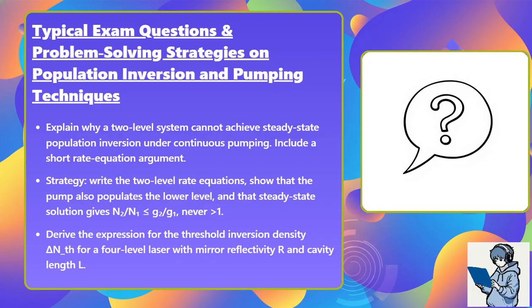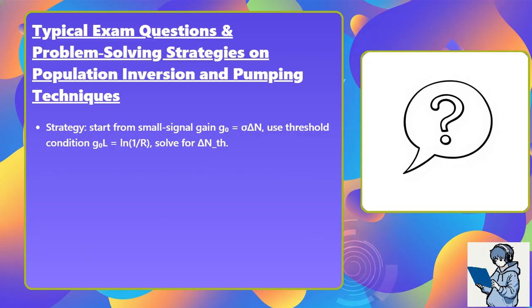Derive the expression for the threshold inversion density delta N sub th for a 4-level laser with mirror reflectivity R and cavity length L. Strategy: start from small signal gain G0 equals sigma delta N. Use the threshold condition G0 L equals natural log of 1 divided by R. Solve for delta N sub th.